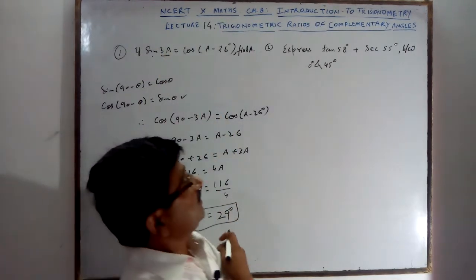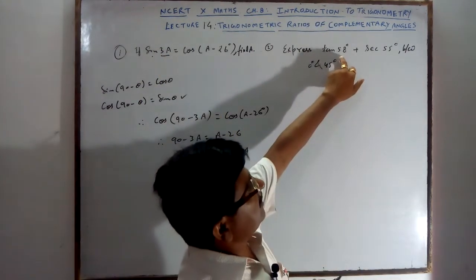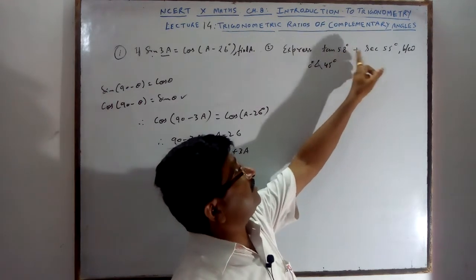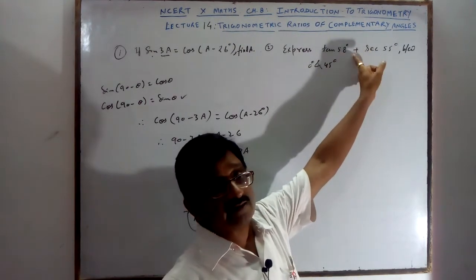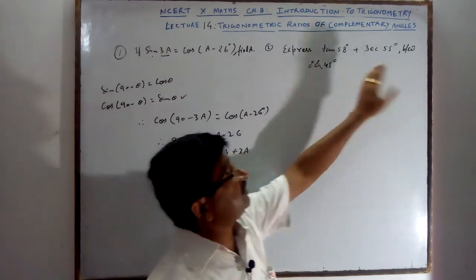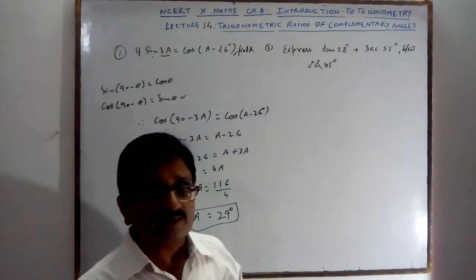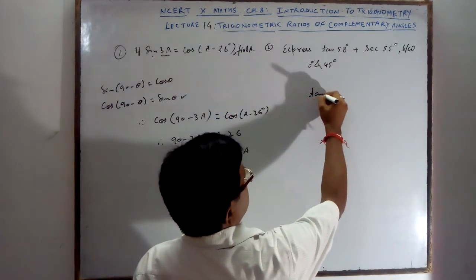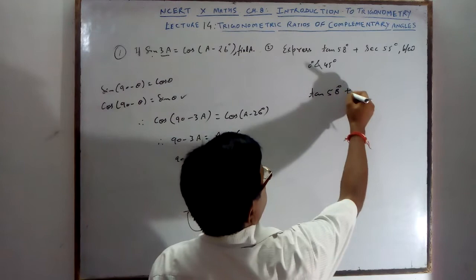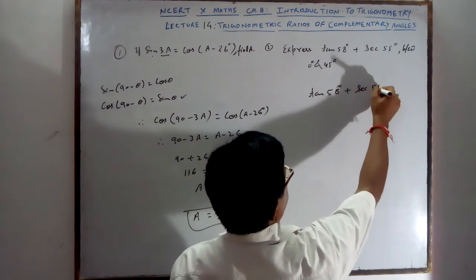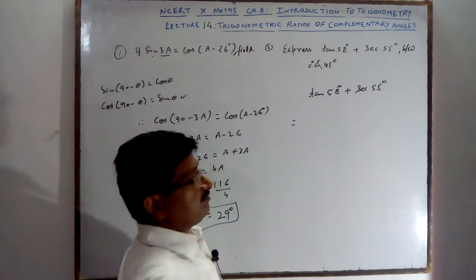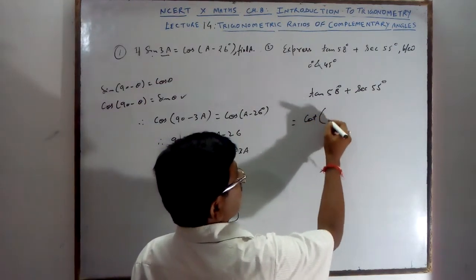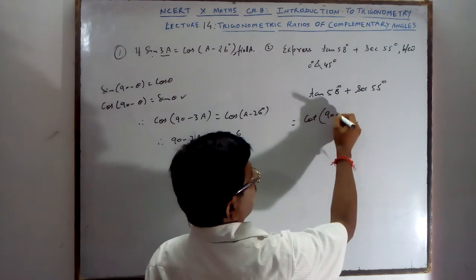The next example is given. Express tan 58 degrees plus sec 55 degrees, where the angles are given more than 45 degrees, in terms of angles between 0 and 45. First of all you write tan 58 degrees plus sec 55 degrees. Tan will be changed into cot, which means the angle will be subtracted from 90.